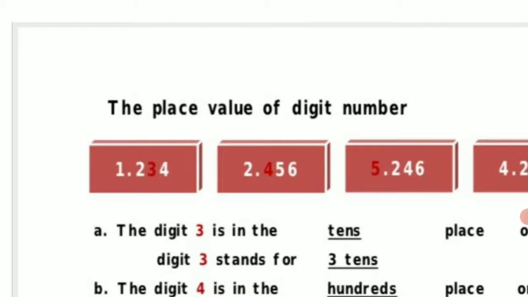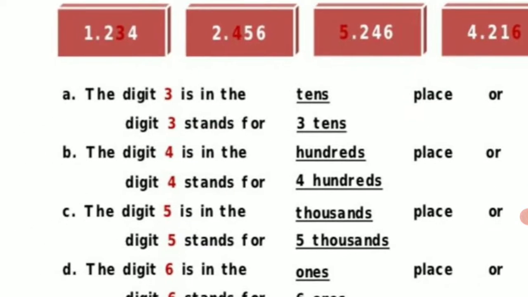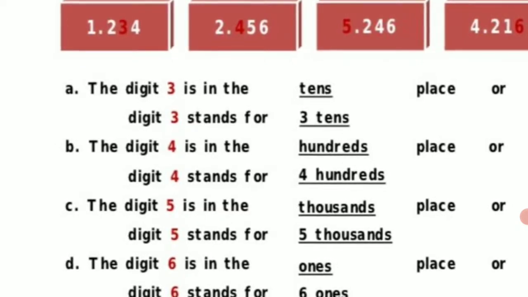Now children, how do we find out the place value of a digit? Here in the first block you see the number 1234. The digit 3, the number written in red, is the one whose place value we need to find out. The digit 3 is in the tens place. So when we see 3 in the tens place, the place value of 3 is 3 tens, that is 30.